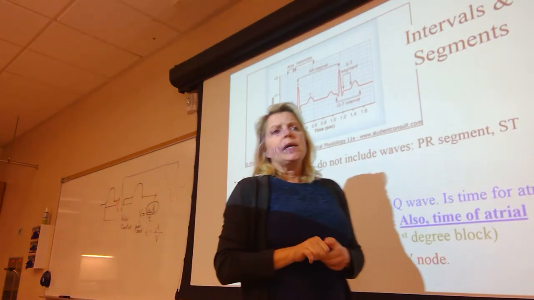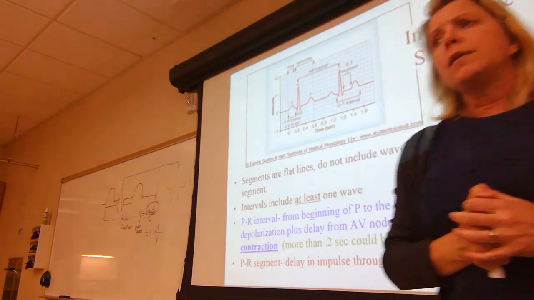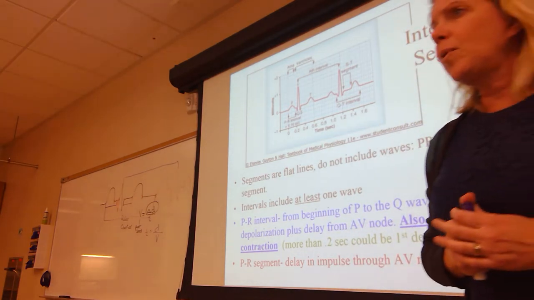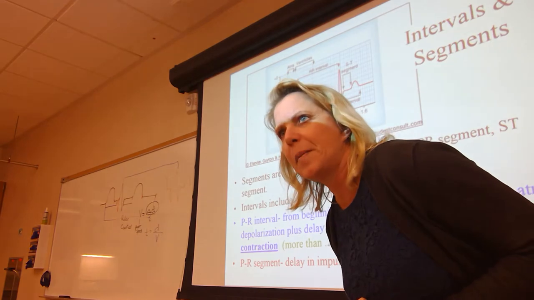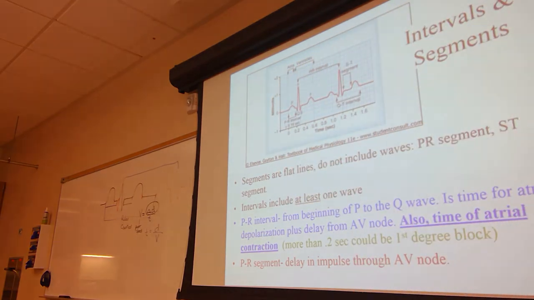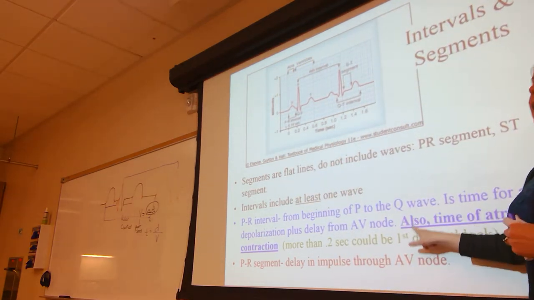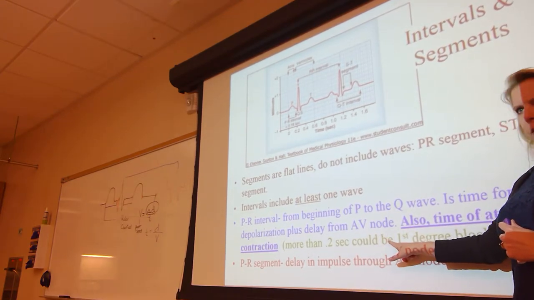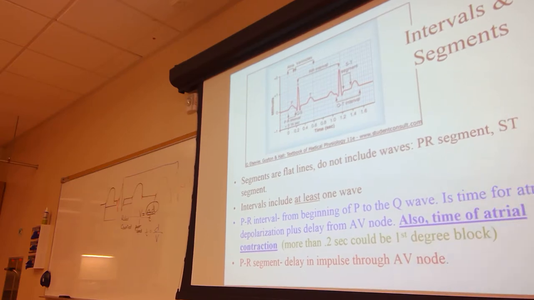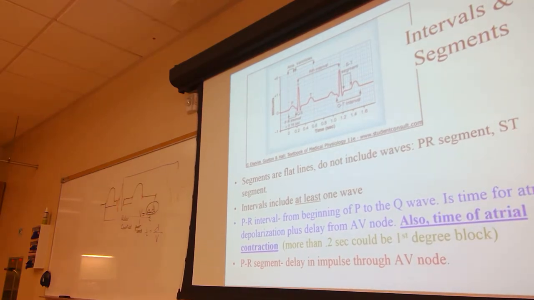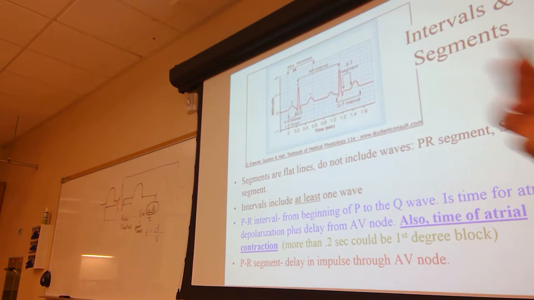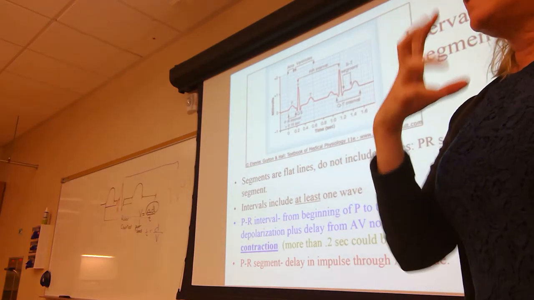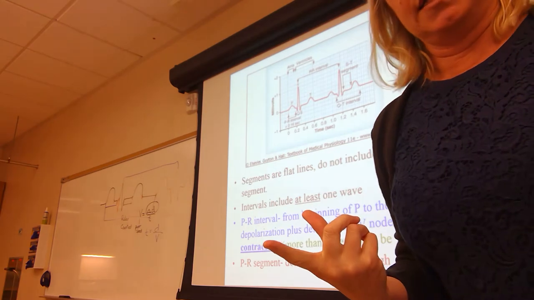In your lab manual, we give you all of the normal values for all the segments and intervals. Do not memorize them. The only one I want you to know is the PR interval. If it is more than 0.2 seconds, this is suggestive of a first degree AV nodal block. First degree AV nodal block simply means that the delay at the AV node is taking too long now.